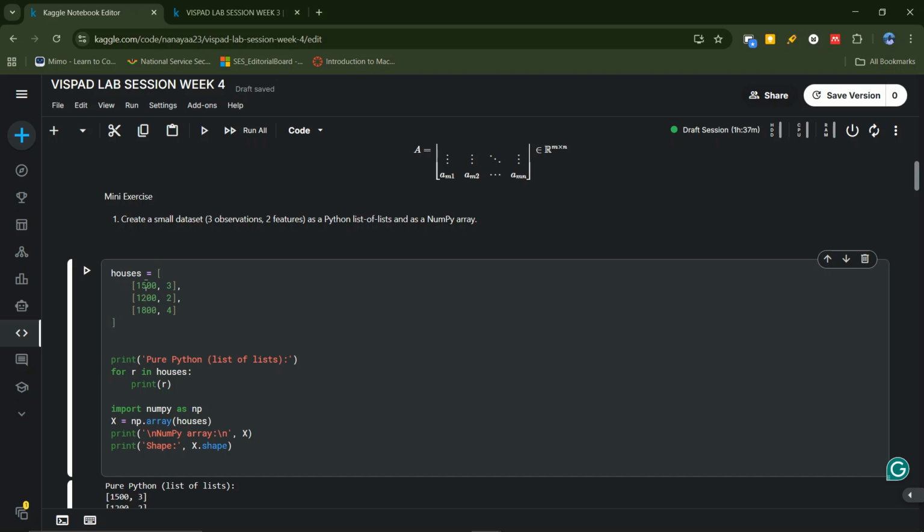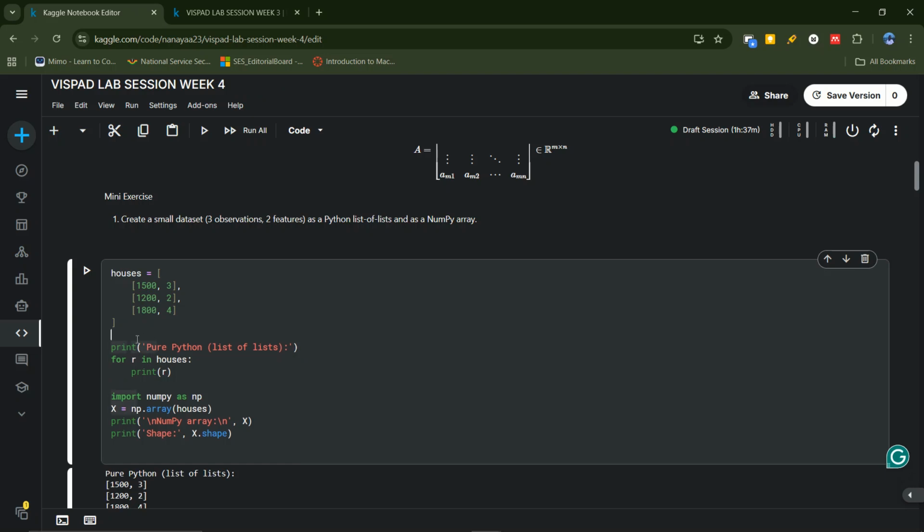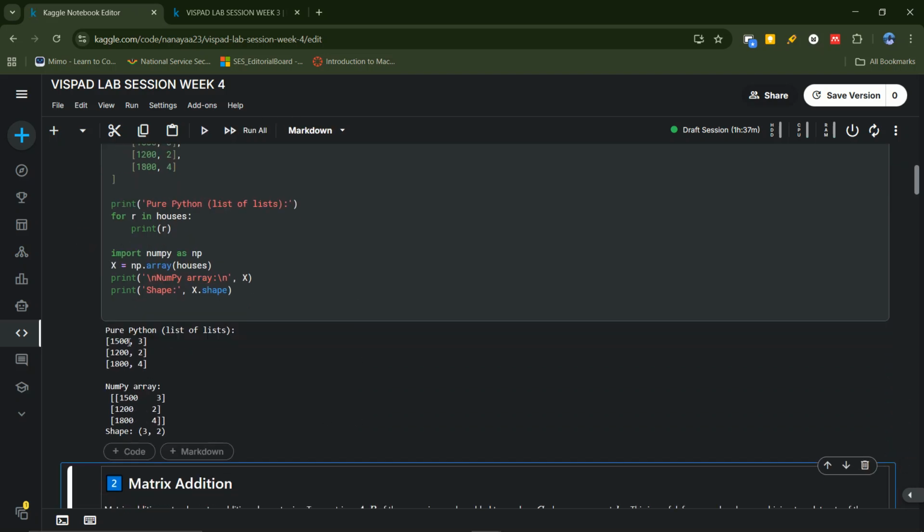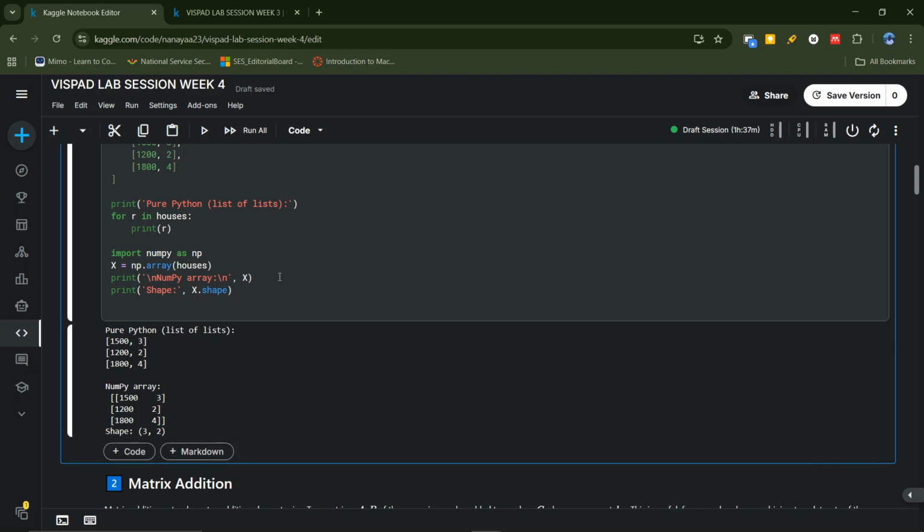Or we can say this becomes one feature. Then 3, 2, and 4 becomes another feature or another column. I hope you get me up to this point. Okay. So if we print it, you can see a pure Python list of lists. Okay. And this one is NumPy.